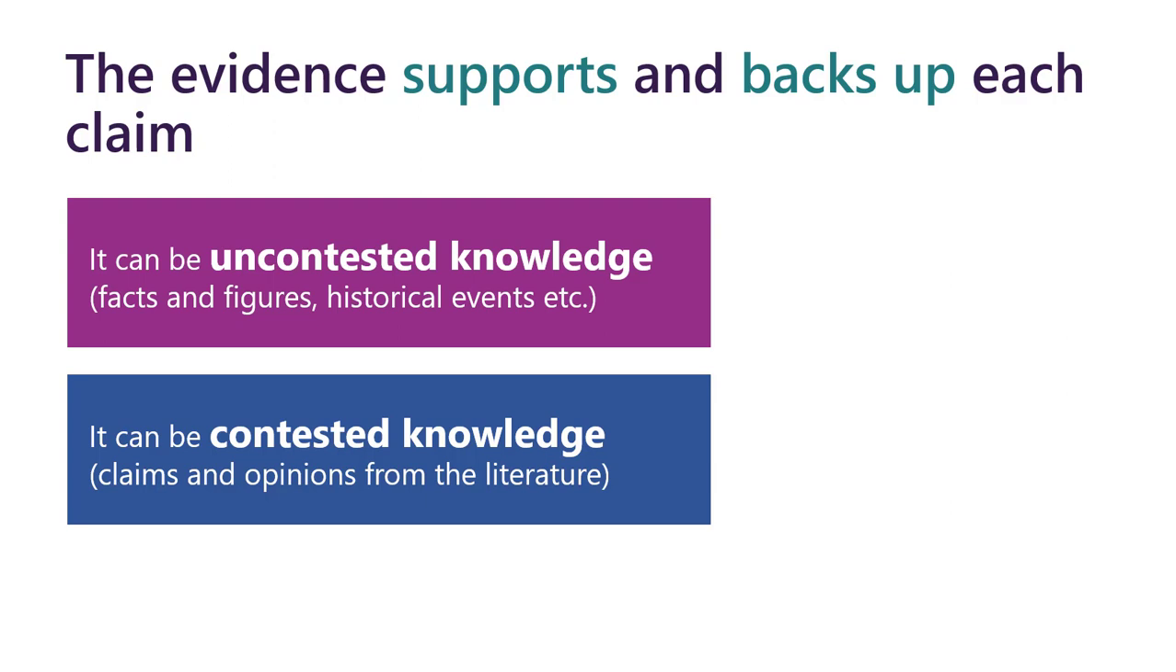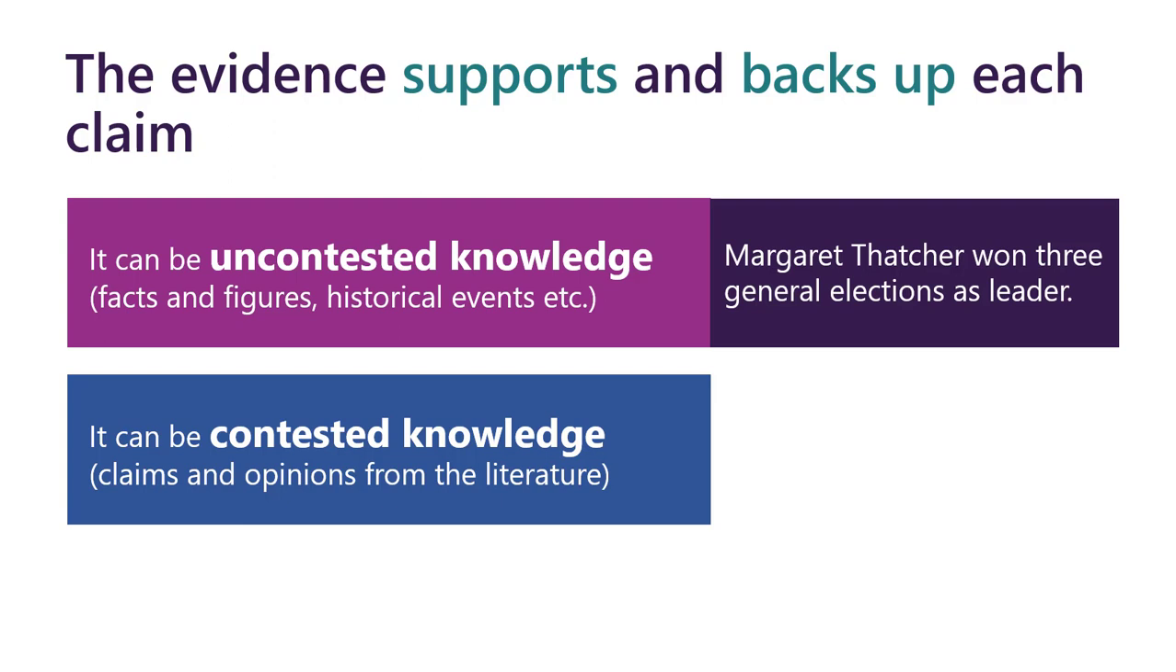There can be two different types of evidence. One is uncontested knowledge. These are things that you know to be true, often facts and figures or historical events. For example, we definitely know that Margaret Thatcher won 3 general elections as leader. So that is a piece of uncontested knowledge. And you can be quite definite about that in the way that you write about it.